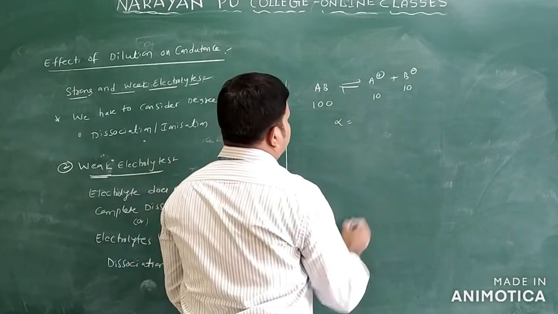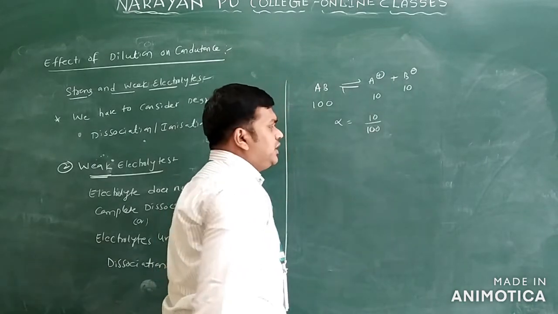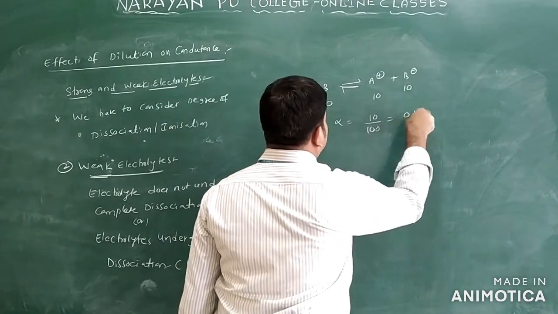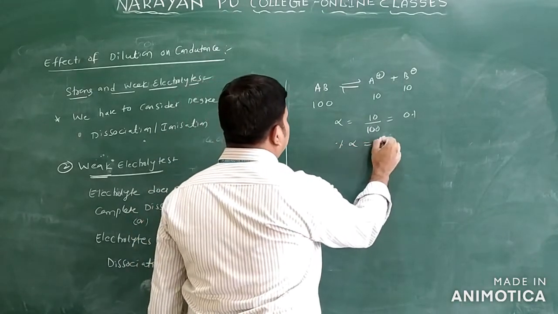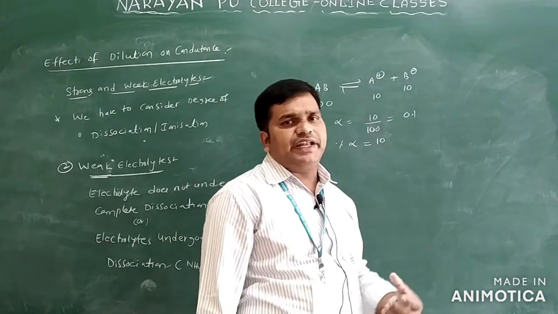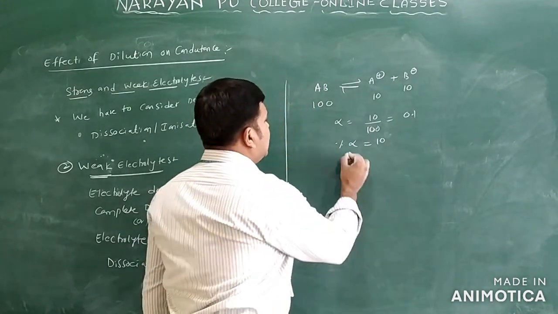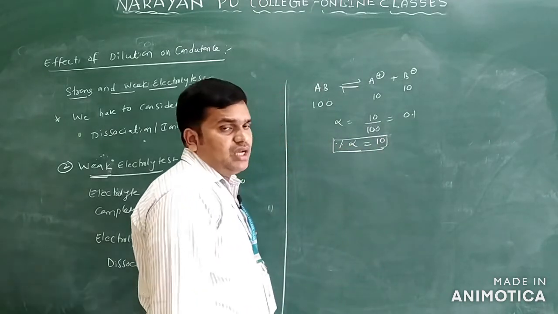Alpha. Alpha is equal to how much you are taking? 100. How much undergo dissociation? 10 only. Then how much will you get? 0.1 only. If you want to find out the percentage of alpha, multiply this 0.1 by 100, how much will you get? 10% only. So this is regarding alpha, the degree of dissociation for the weak electrolyte only.